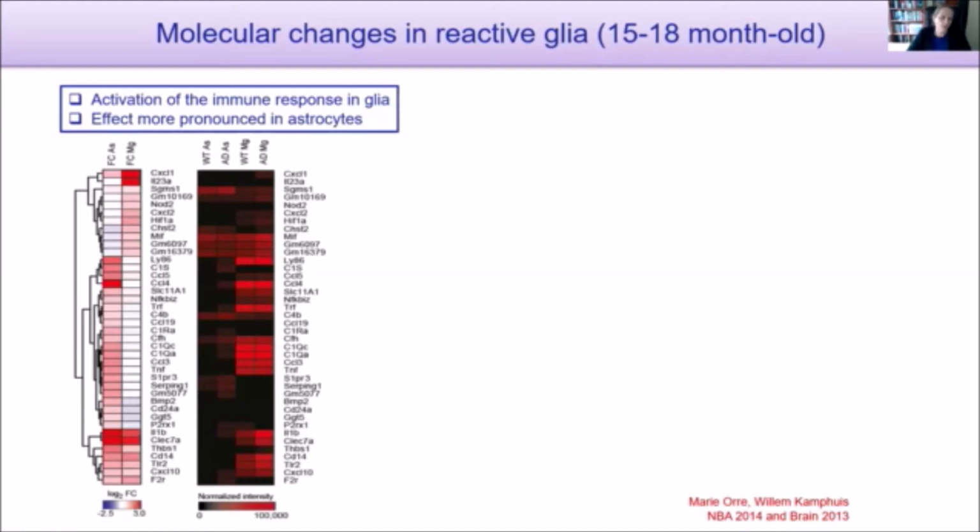And what we mainly found is that the microglia showed an activation of the immune response, and that was expected because microglia are immune cells. But also the astrocytes showed an increase in the immune response. And the effect on the genes involved in immune-related genes was actually much more pronounced. So the increase was much more pronounced in astrocytes.